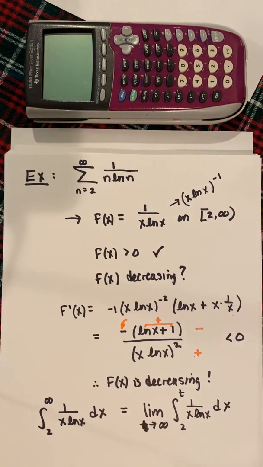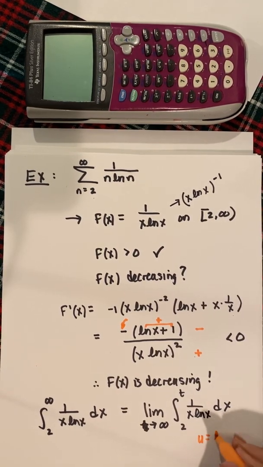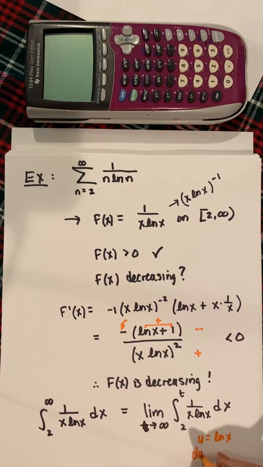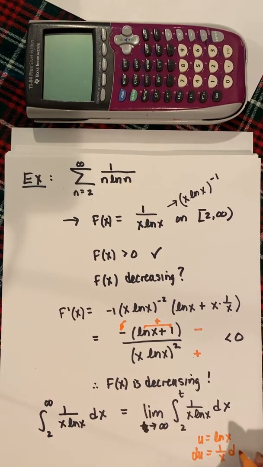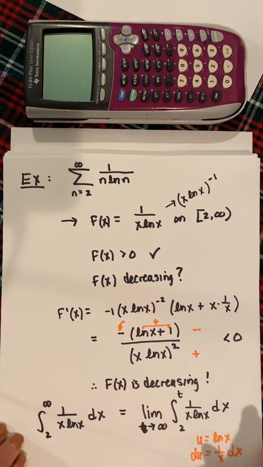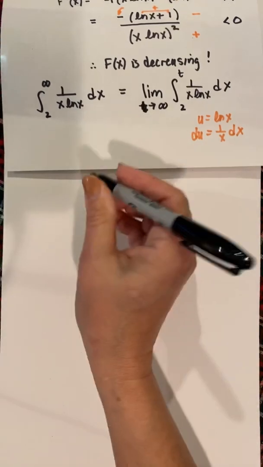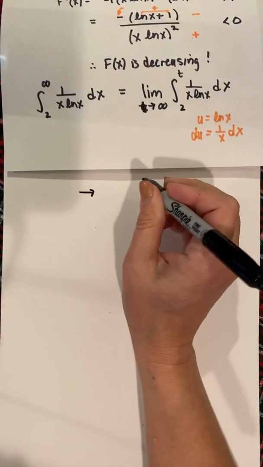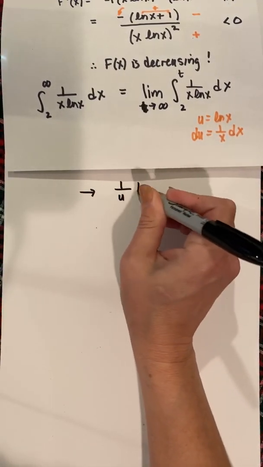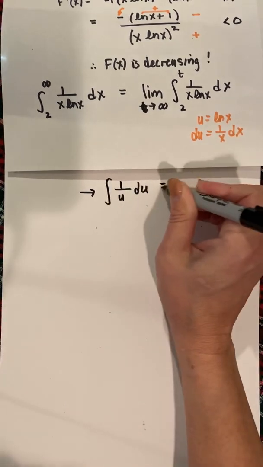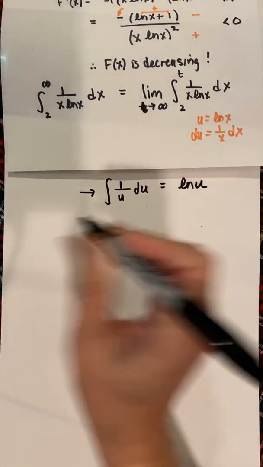I'm going to have to use u substitution. I'm going to let u equal the natural log of x. du will be 1 over x dx. So all our integration techniques are going to come back to us. Continuing on with this, we're just going to be integrating 1 over u du, which is the natural log of u.